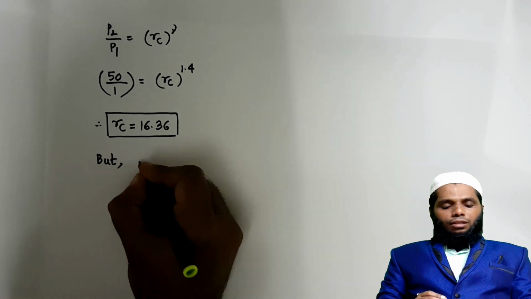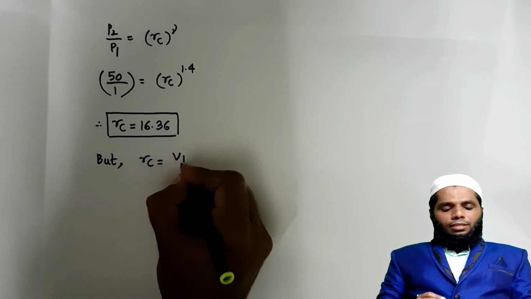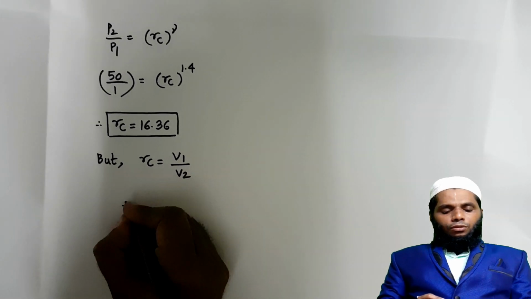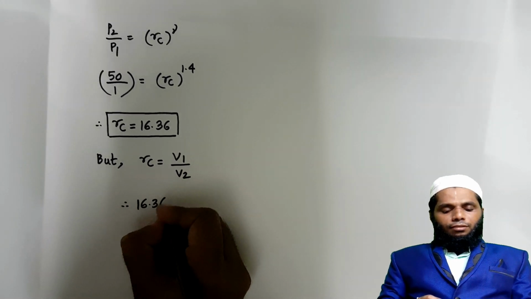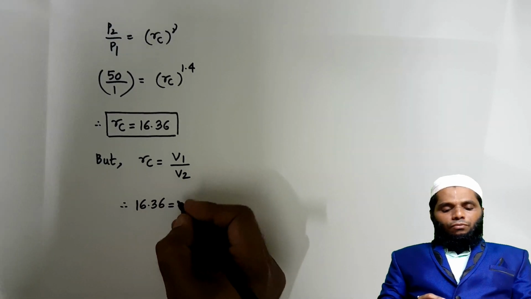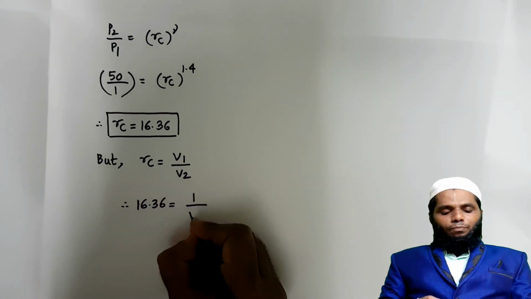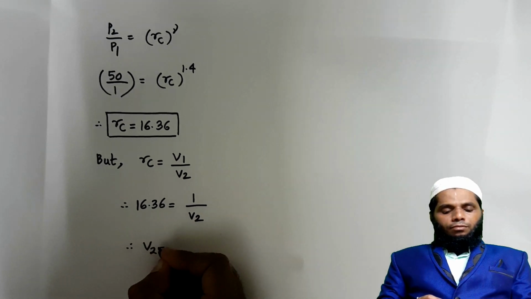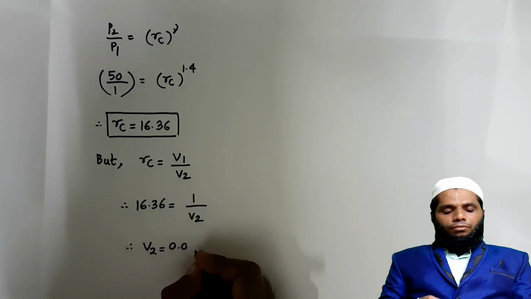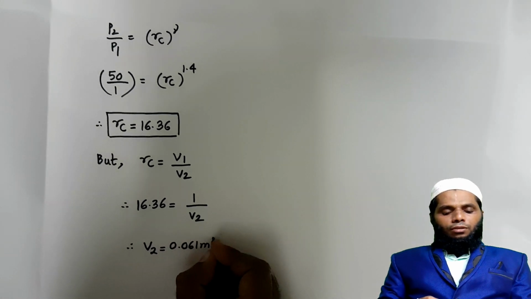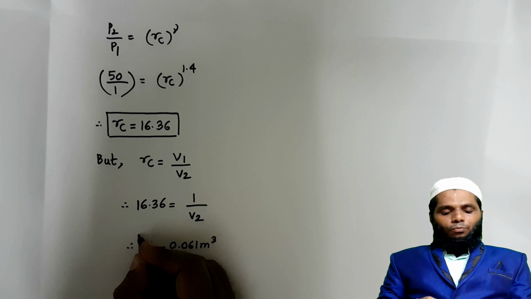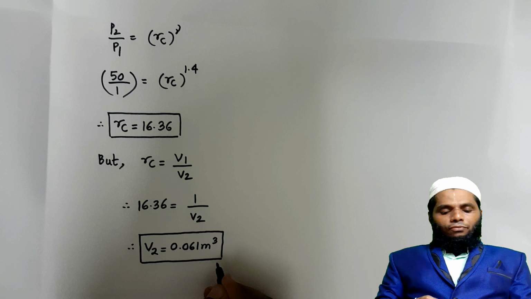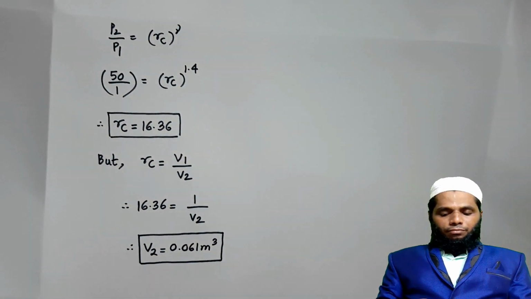So from this RC value we can find out unknown volume V2. RC is equal to V1 upon V2. So 16.36 is equal to V1 value 1 meter cube and V2 is unknown. Therefore by calculation we got V2 value 0.061 meter cube. So this is value of volume after compression.